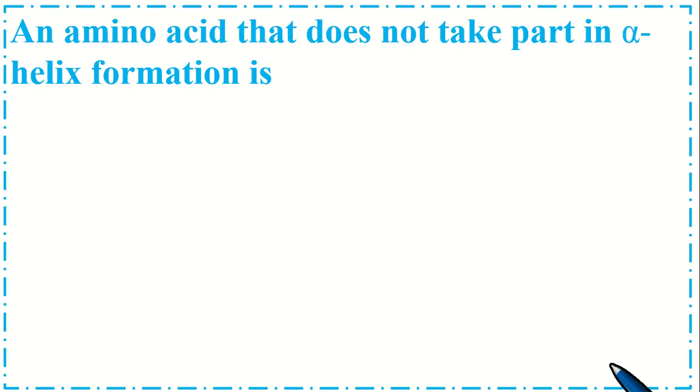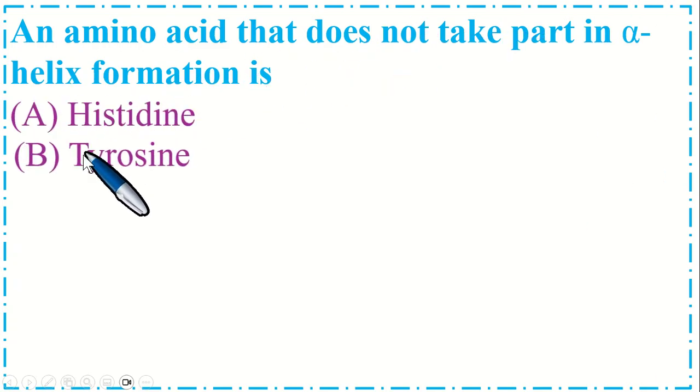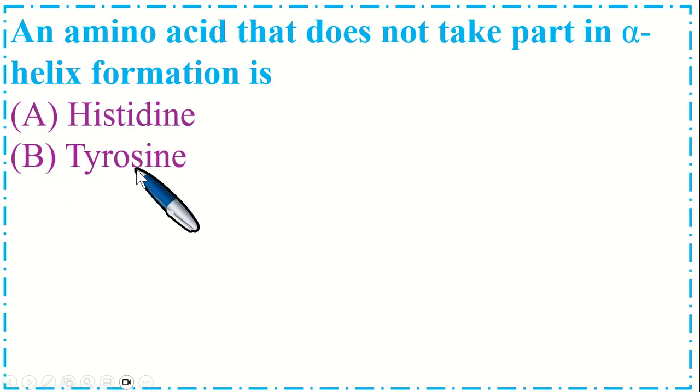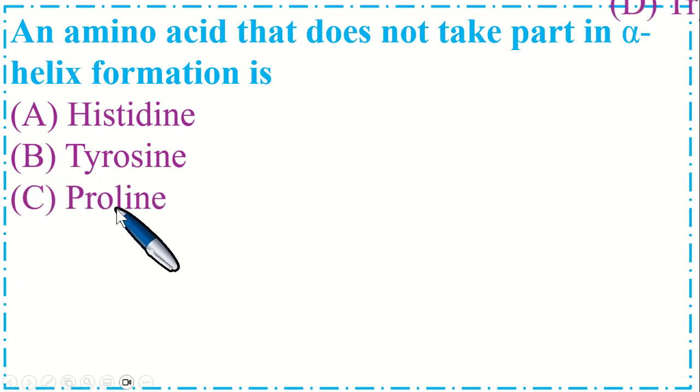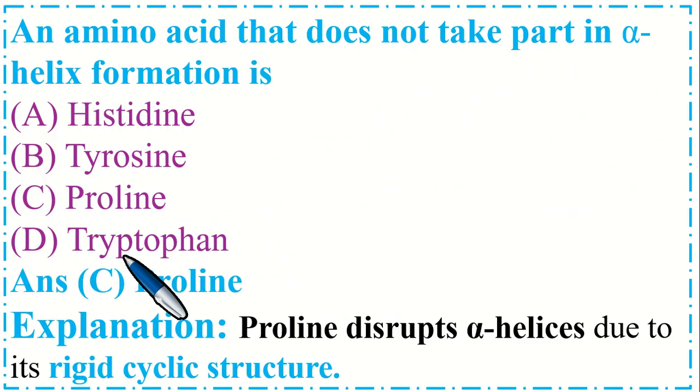Dear students, this is a very important MCQ. An amino acid that does not take part in alpha helix formation is option A histidine, B tyrosine, C proline, and option D tryptophan. So the correct option is C proline. Proline disrupts alpha helices due to its rigid cyclic structure.